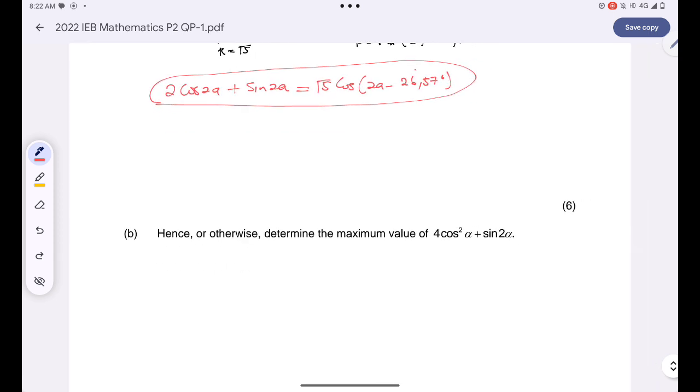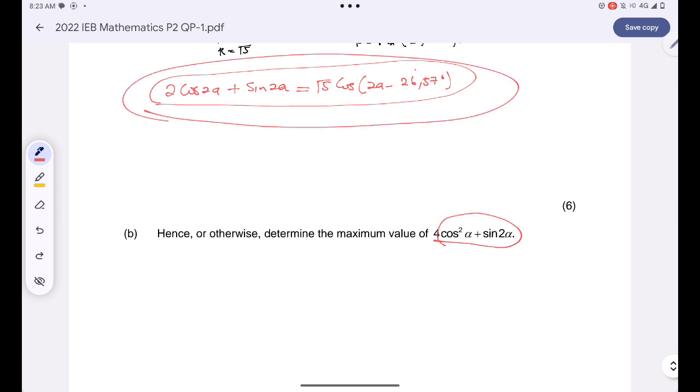Okay, and then now we are being told to hence or otherwise determine the maximum value. In maths, guys, whenever they say hence, they're just hinting you that you must use what you found previously. Are you together? How can I do so? Remember that previously, guys, I had 2 cos 2a, but now I have 4 cos squared a. Right? I must try to make this thing look like this.